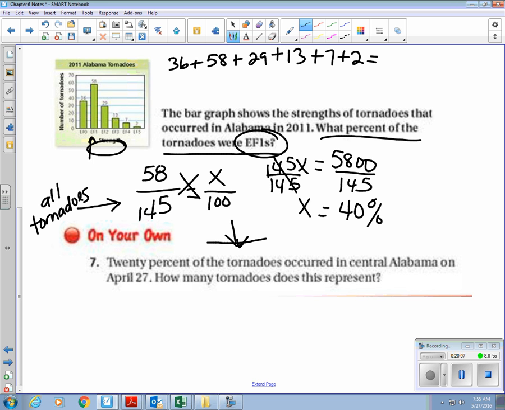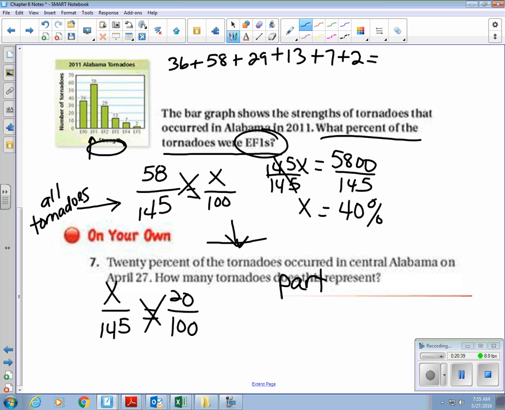So that means we're looking for the part. How many out of the whole amount is 20%? We know that 20% is the percentage they've given us, so we'll put that in the percent ratio. The whole amount we just calculated was 145. What we're looking for is the amount out of 145 that is worth 20% of all of them. So we're going to put an x in the numerator for the part because we're looking for the part.